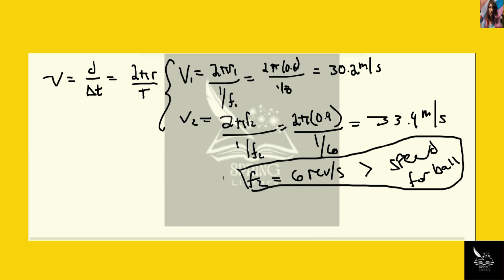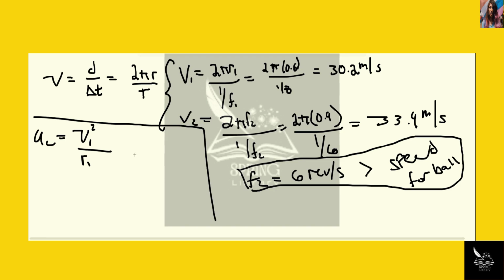All right. And we want to find out the centripetal acceleration, which I'm going to do right over here. So the centripetal acceleration is going to be equal to this v1 squared divided by the radius 1. And from this, we can go ahead and plug in 30.2 squared divided by the radius 1 being 0.6. And when you go through the math here, your centripetal acceleration is 1,520 meters per second squared.